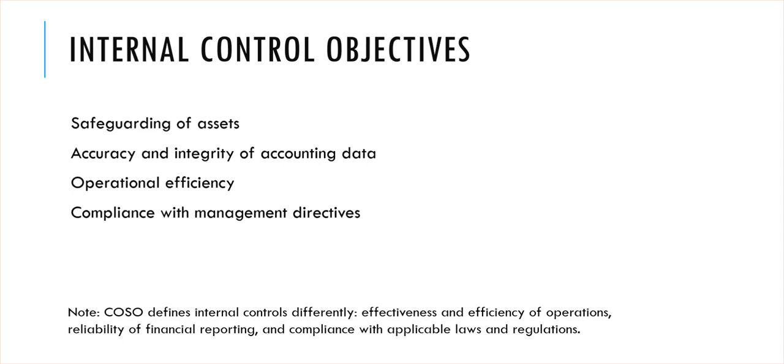And when you get into the Gleim book and you start reading about the COSO framework, they are going to start talking about objectives. And when they're talking about objectives, they're talking about goals. They're talking about things that the company wants to accomplish. And that ties directly into the management directives line here.